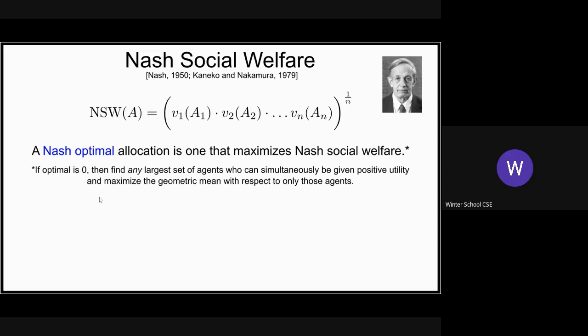I have an asterisk here, which is basically a corner case: if the optimal product is 0, how do you define it? Let's not bother about that. It's a technical condition. We can talk about it over the coffee break. But a Nash optimal allocation is one that maximizes the geometric mean. That's all we need to know.